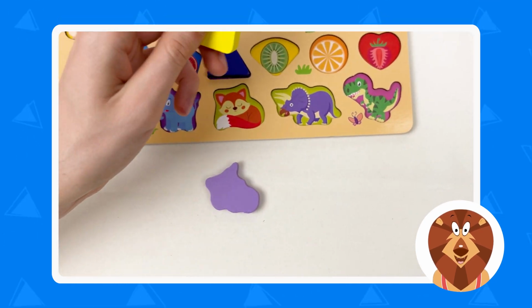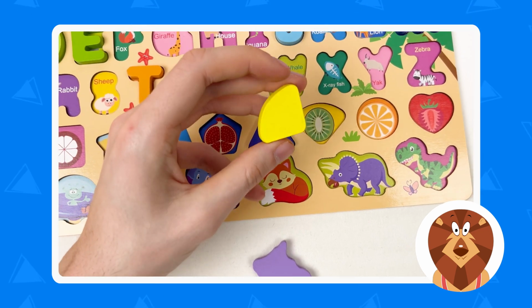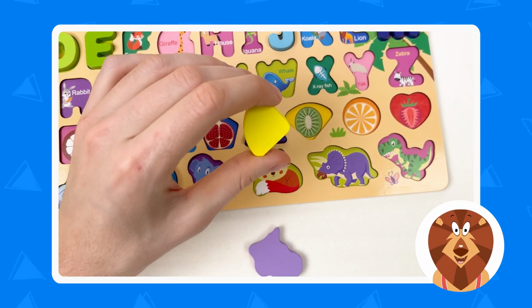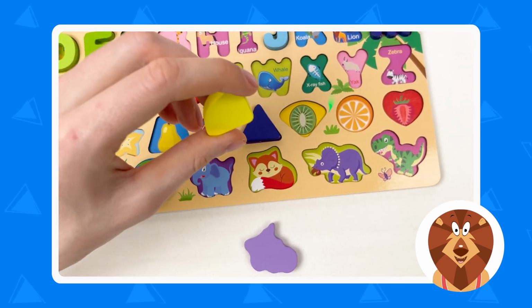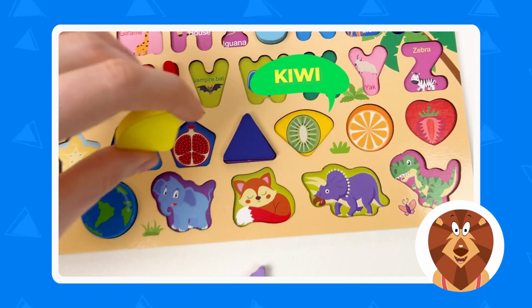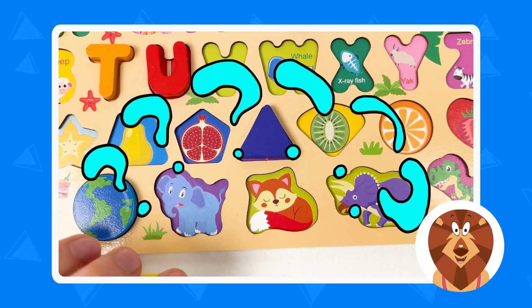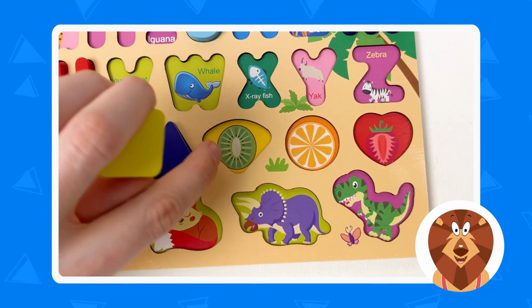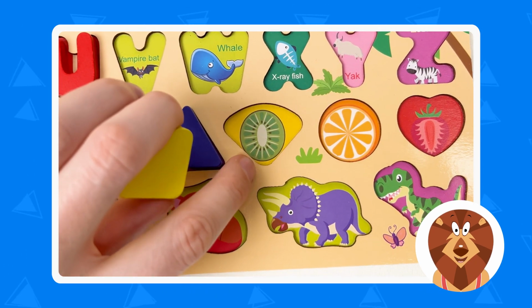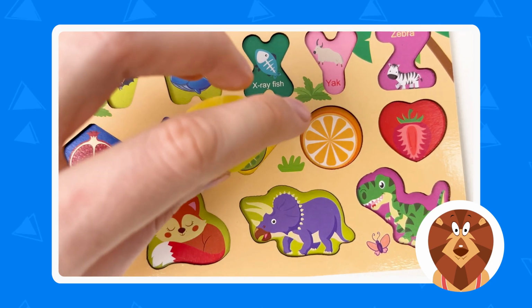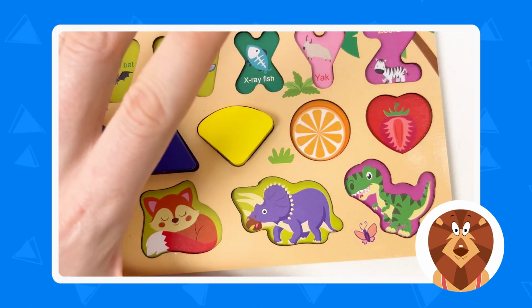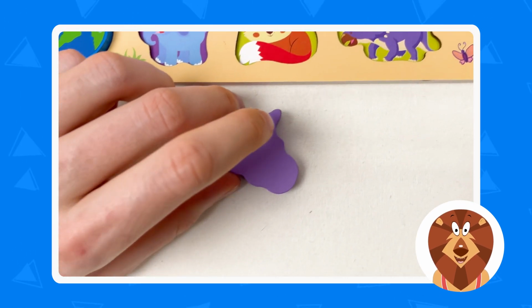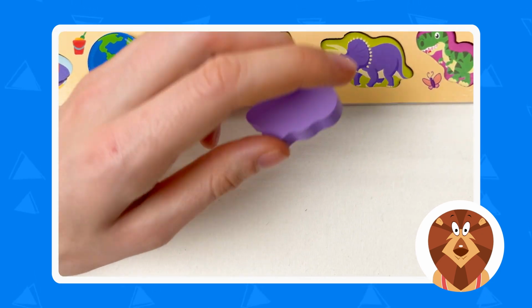And the next one we have yellow shape. And let's see, yellow shape represents the fruit called kiwi. So let's find the kiwi. Can you see the kiwi? Yes, it's here. This is the kiwi. And this is our yellow shape. Great. Amazing. Well done. And let's see who we have here.